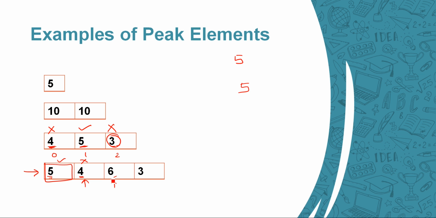Move on to the next one. So this 6 should not be smaller than its neighbor. So yes, 6 is not smaller than 3, not smaller than 4. So this 6 is our peak element.